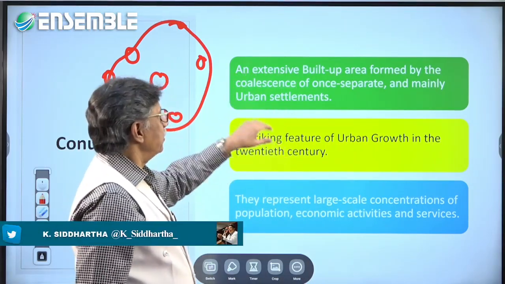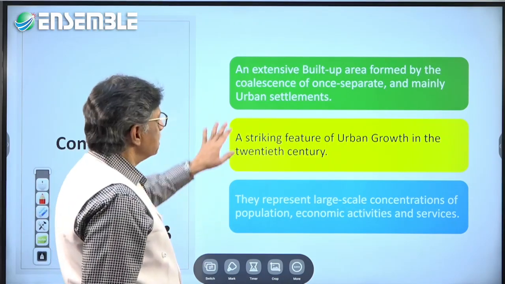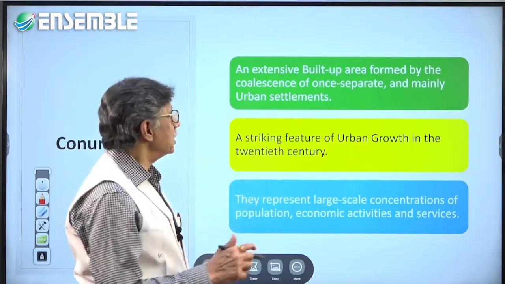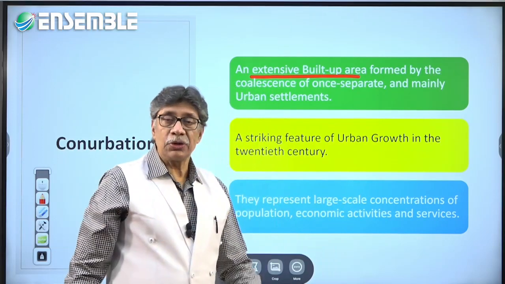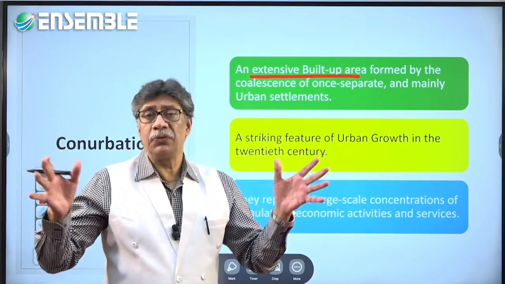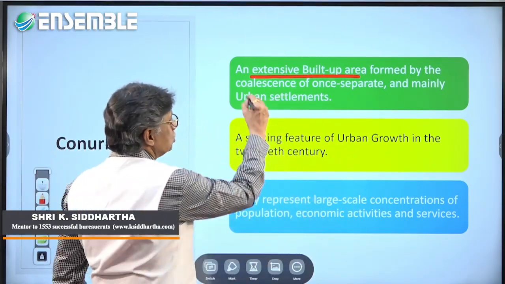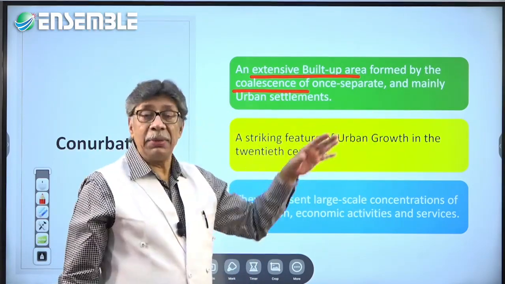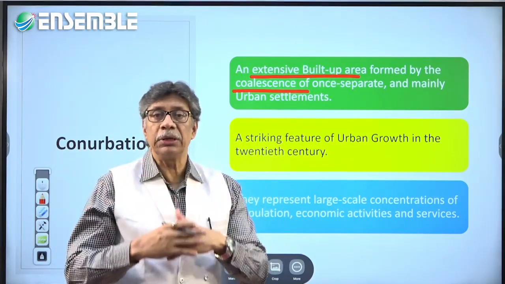Now pick up the case. What are conurbations all in all? Conurbations are an extensive built up area. Now the first word here is extensive built up area. It is not something like a green belt. It's a built up area, a very, very large extensive built up area formed by the coalescence, that means the joining together, of once separate and mainly urban settlements. That means separated settlements which go on to join together.